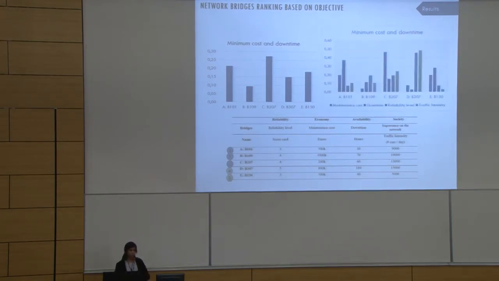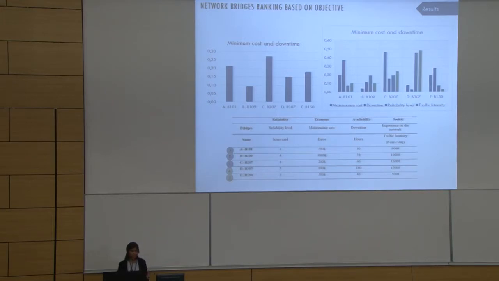We could also go and see, for each specific attribute, what the relative importance is. So for example, if we are considering only the cost, then bridge C is the best. While if we want to do the maintenance considering the downtime, that is, if we want minimum downtime, then alternative A is the best.